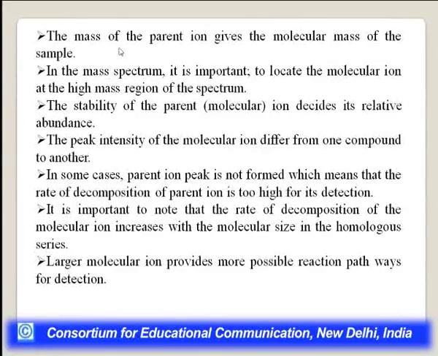So the mass of the parent ion gives the molecular mass of the sample. In the mass spectrum, it is important to locate the molecular ion at the high mass region of the spectrum. The stability, this is a very important point, and I will discuss it in detail in the coming slides. Stability of the parent or molecular ion decides its relative abundance. The peak intensity of the molecular ion differs from one compound to another.